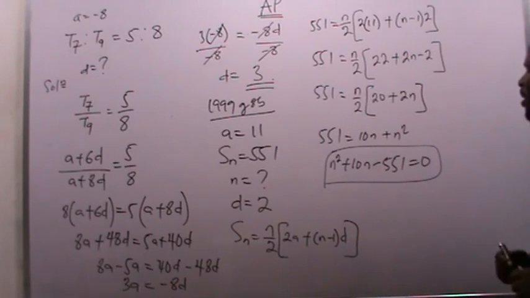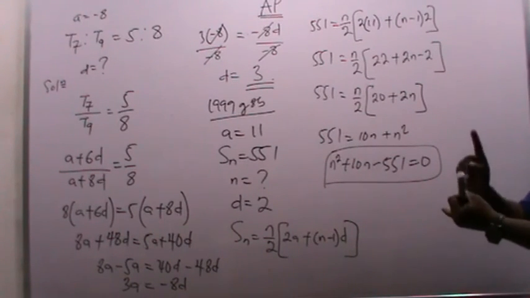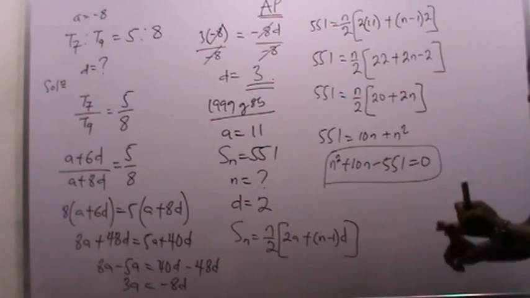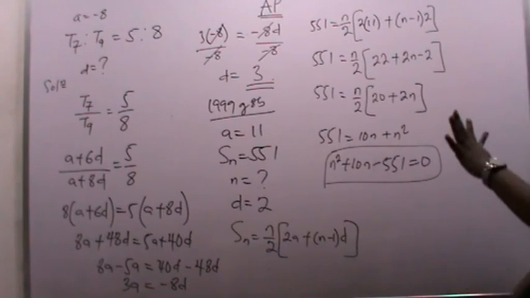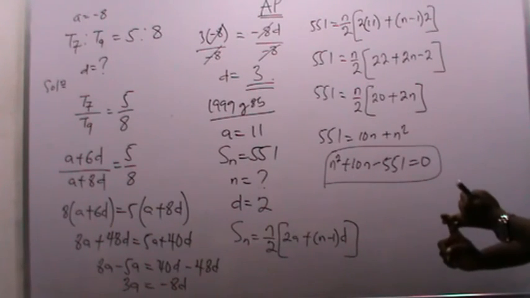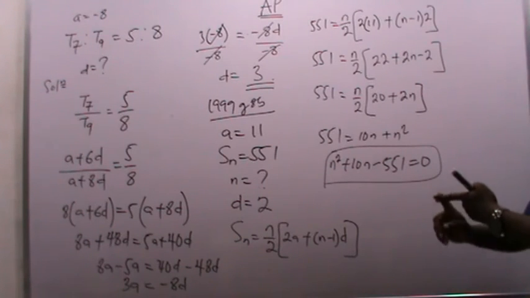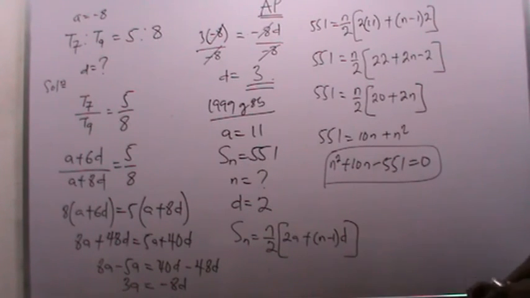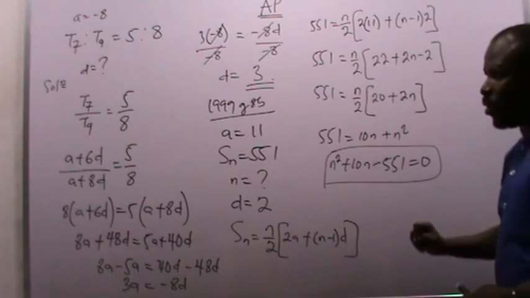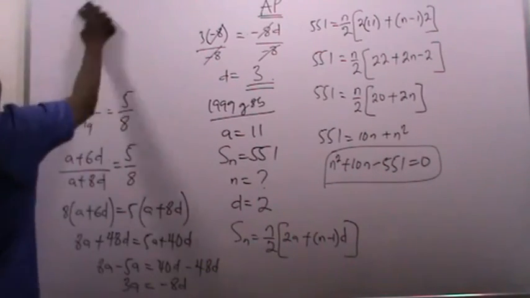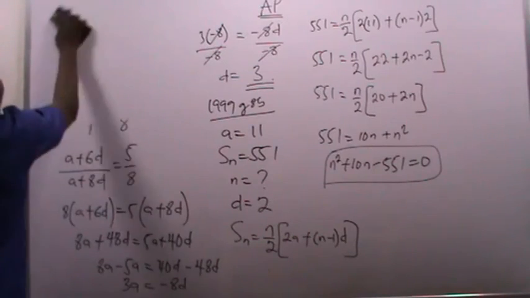Now, if you are solving a quadratic equation, you have factorization method, you have complete square method, you have formula method, you have graphical method. 4 methods to solve quadratic equation: factorization, complete square, formula, and what? And graph. In this case, we're going to use factorization to solve this quadratic equation.